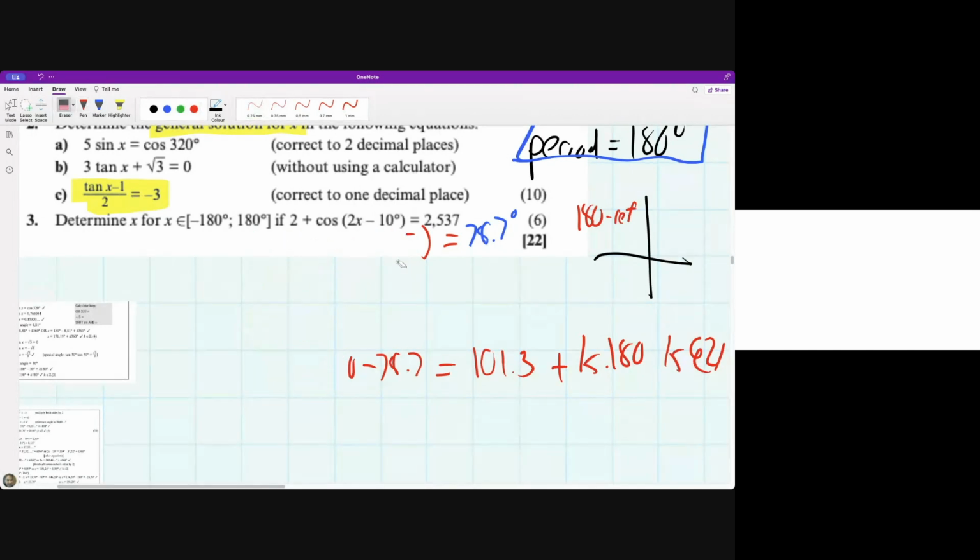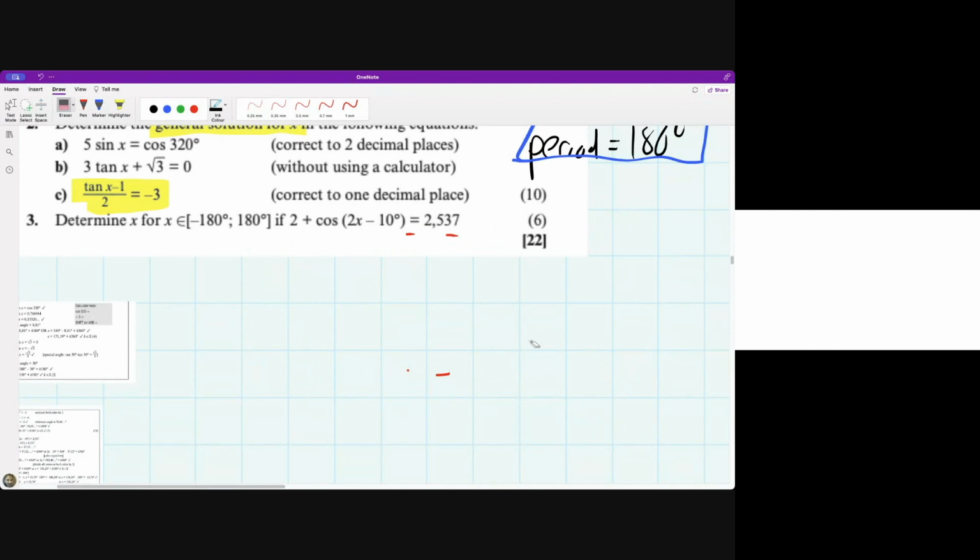Now, we're going to finish with a bit of a toughie, but that's going to be the last question for today. So we are going to look at number 3. Number 3 says, I don't want a general solution. I want a specific solution in between that domain. Okay, that's fine. I'm just going to treat it like I would a general solution question anyway, and I'll worry about that at the very end.